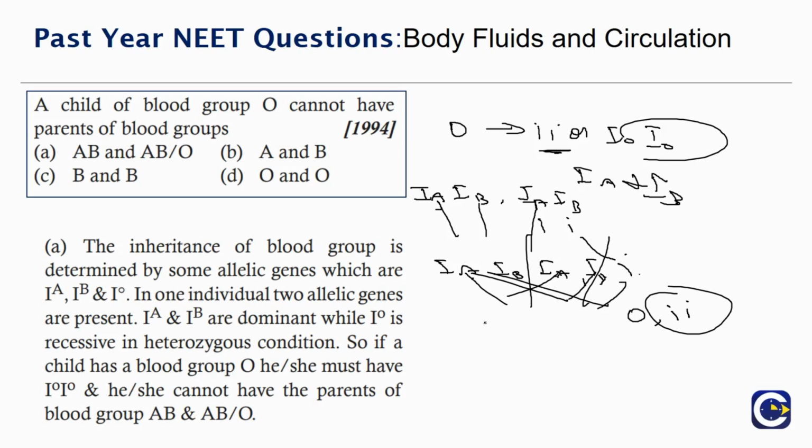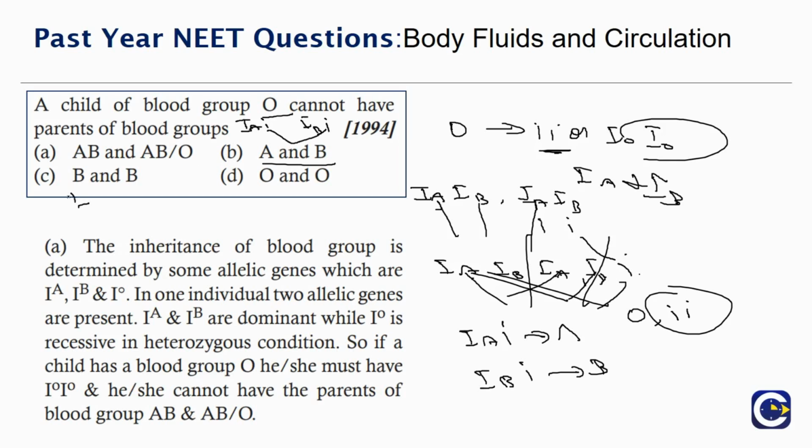So this is a recessive trait. Even if we get IA i, it will result only in A group. If we get IB i, we will get only B group. So O is not possible. Let's take A and B. Even if they are, let's consider that they are heterozygous, IA i and IB i. In this case ii combination is possible and O is possible. There is a possibility of an O blood group child.